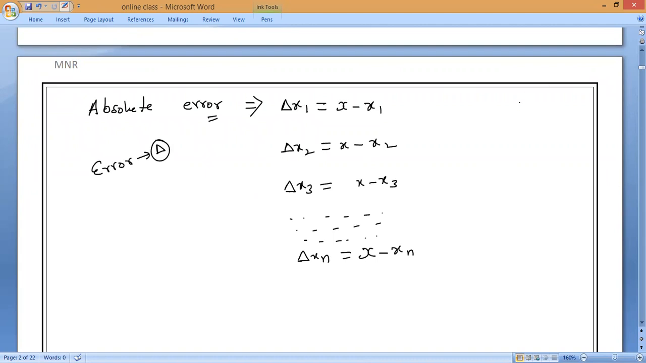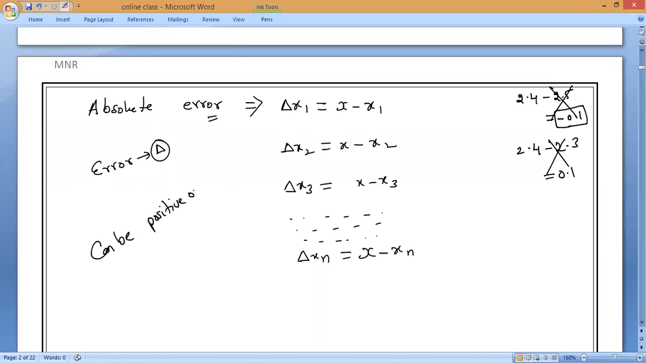For example, sometimes you might notice I have a true value of 2.4 and the measured value I got is 2.5. Then what is the error? Can you tell me whether the absolute error is positive, negative or the same? It is negative 0.1. Sometimes it is 2.4 minus 2.3, then it will come positive. So the absolute error can be positive or it can be negative. So we may get delta x1, delta x2, delta x3 that may come positive or may come negative.